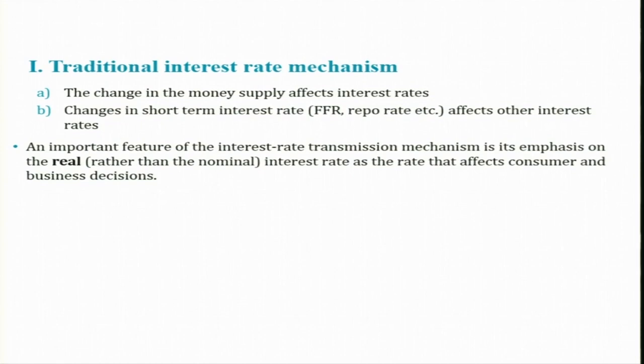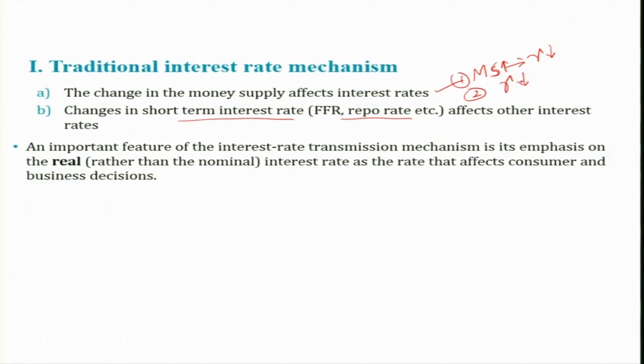In the case of the traditional interest rate mechanism, the traditional view of the monetary policy transmission mechanism is that a change in the money supply affects interest rate. We can look at it in any way. Suppose the monetary policy strategy is money supply targeting, that is, monetary aggregates targeting. If the central bank targets the money supply, this would lead to changes in the rate of interest. If the money supply is increased, then you know that the rate of interest will decrease. That is one starting point. The other one is changes in short term interest rate, which you are well familiar with now, FFR and repo rate. That means the starting point itself is changes in the rate of interest.